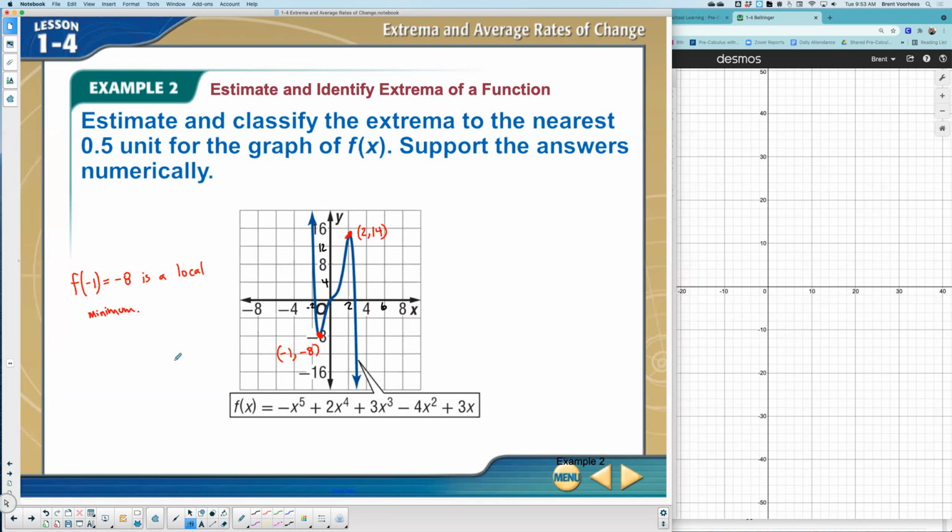If you were trying to get credit on the AP exam, that's how your teachers would teach you to write that. F(-1), that means the x value, the domain value is -1, equals -8. That refers to the y value, or the function value, the range is -8, is a local minimum. All right, how would we write this one? F of 2 equals 4 is a local max. Why is it not an absolute? That's right. The arrow off the side tells you that there is a higher point in this graph.